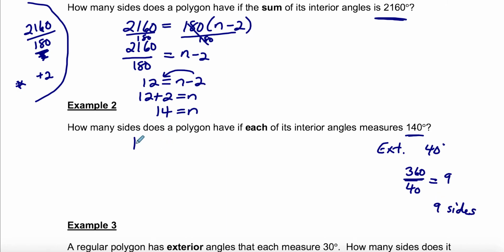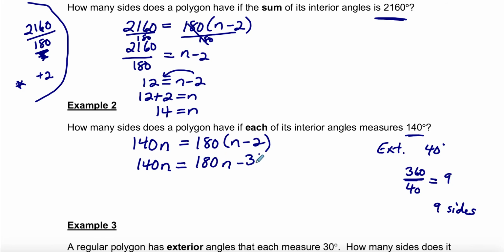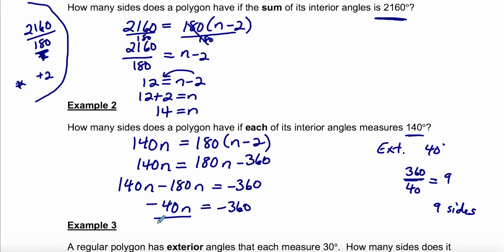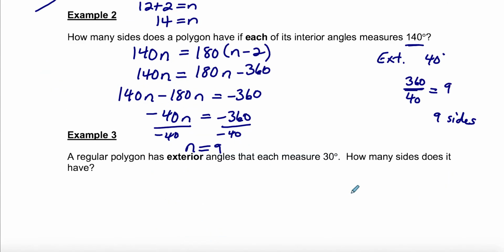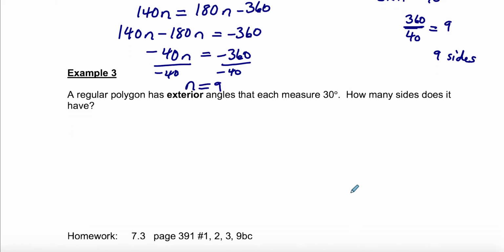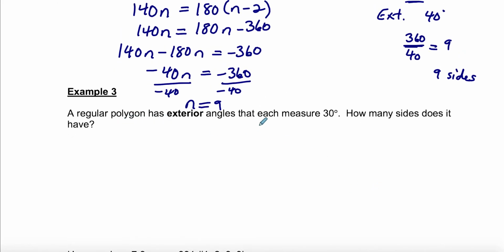Another way is that we could look at 140 times the number of sides is going to equal 180 times n minus 2, and we could use the formula for this as well. So 140n equals, I could use the distributive property here, 180n minus 360. I could collect like terms on the left side and then divide both sides by negative 40. And I get 9. And then example 3, last one: a regular polygon has exterior angles that each measure 30.